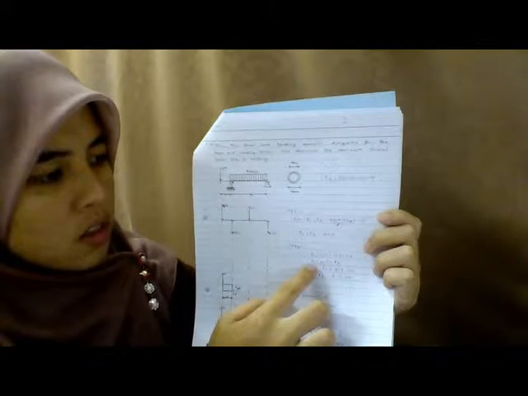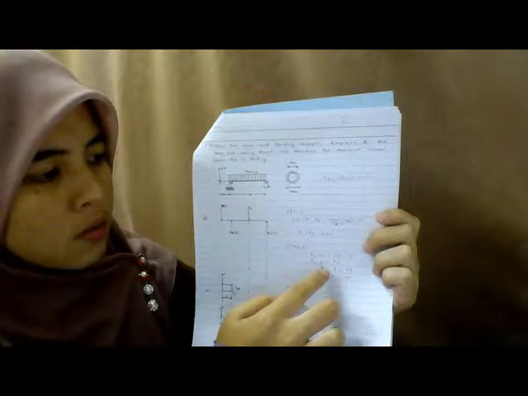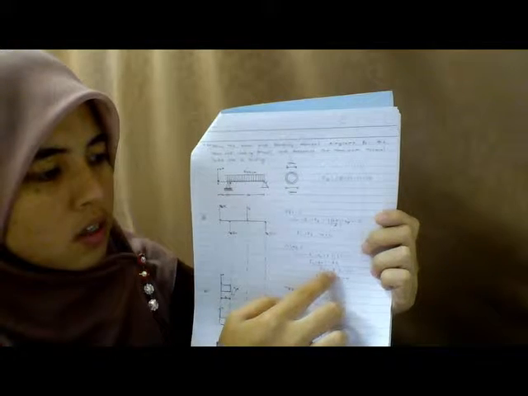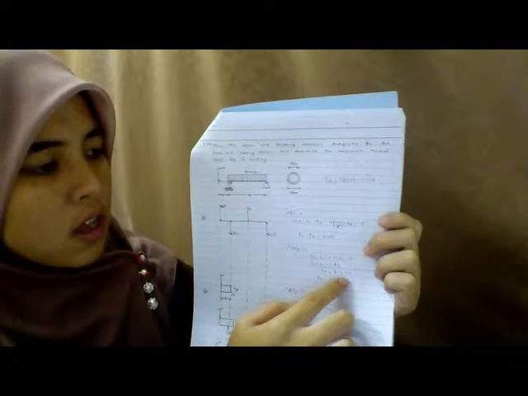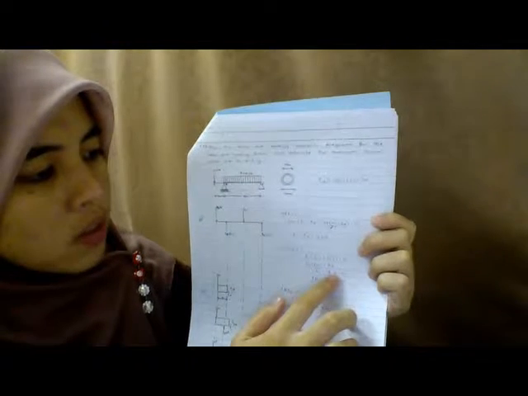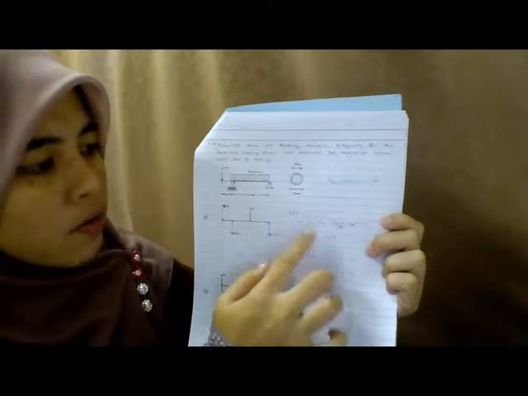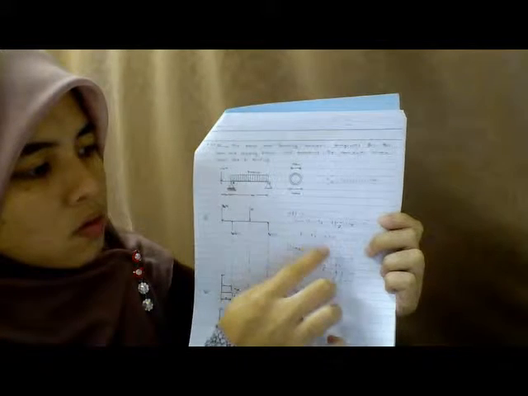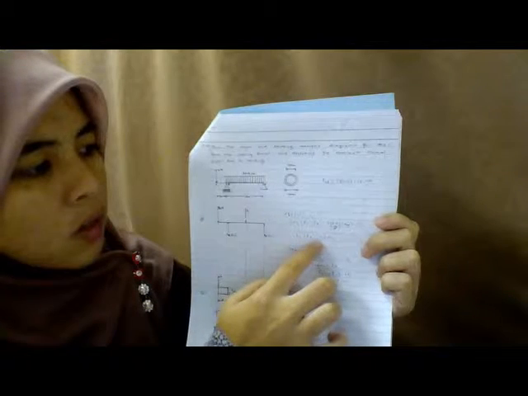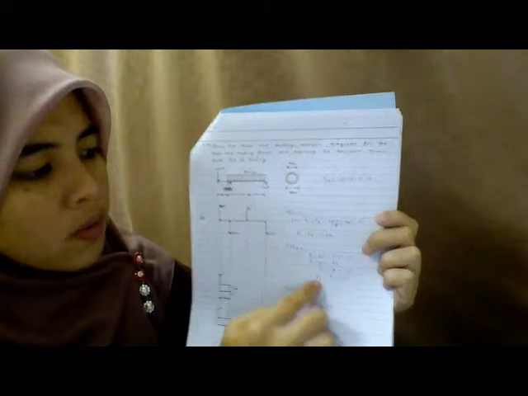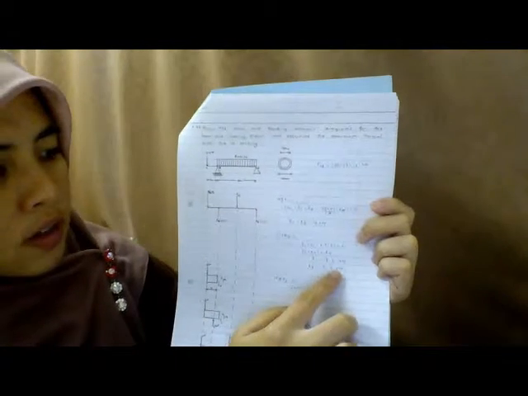So we can get RC times 4 equal to 34. Then we can get the value of RC is 8.5 kN. After we get this value, we substitute it again in the first equation that we have, which is RC plus RB equal to 14, and then we can get the value of RB is 5.5 kN.